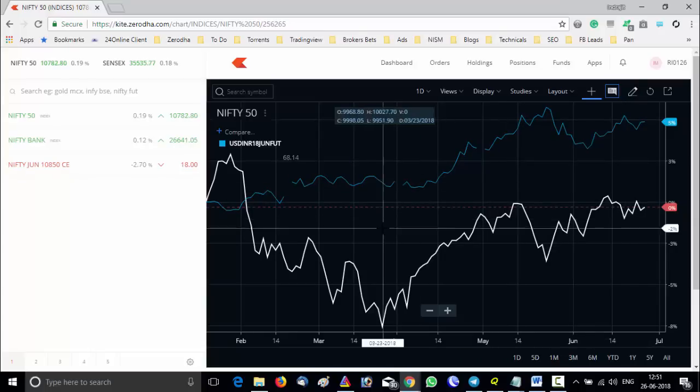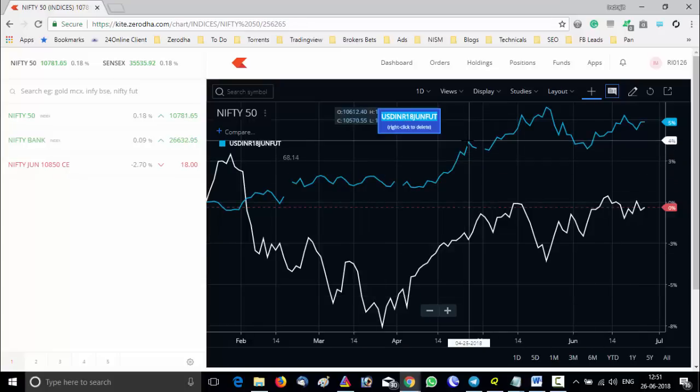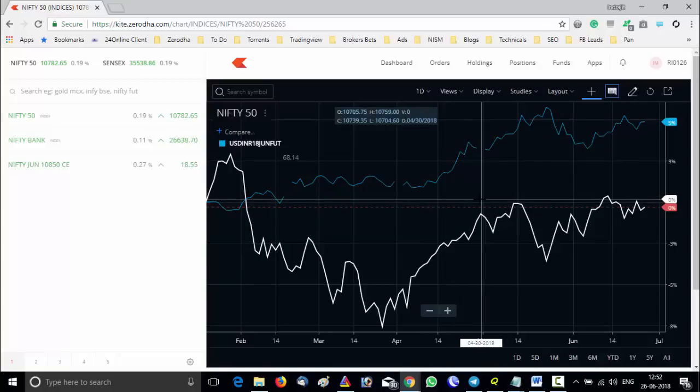So this is the correlation between USD INR and Nifty. They actually run inversely proportional to each other. Whenever USD INR is peaking, Nifty is on the downside and vice versa. Whenever Nifty is on the upside, USD INR is on the downside. So you can actually trade Nifty on the basis of USD INR also.